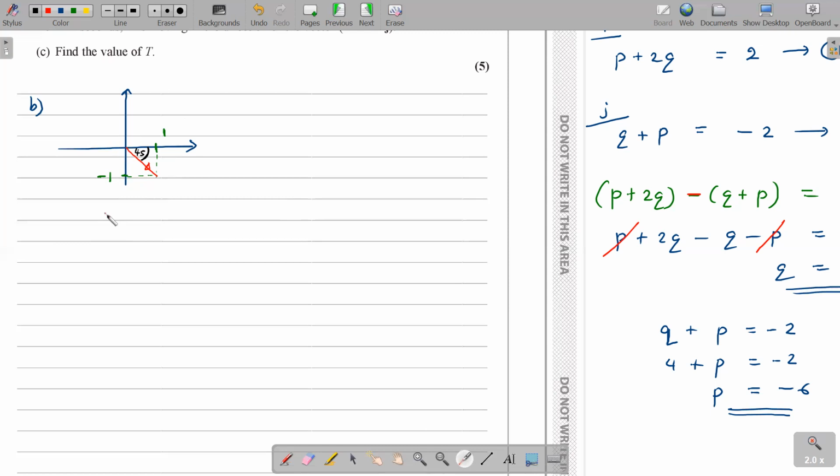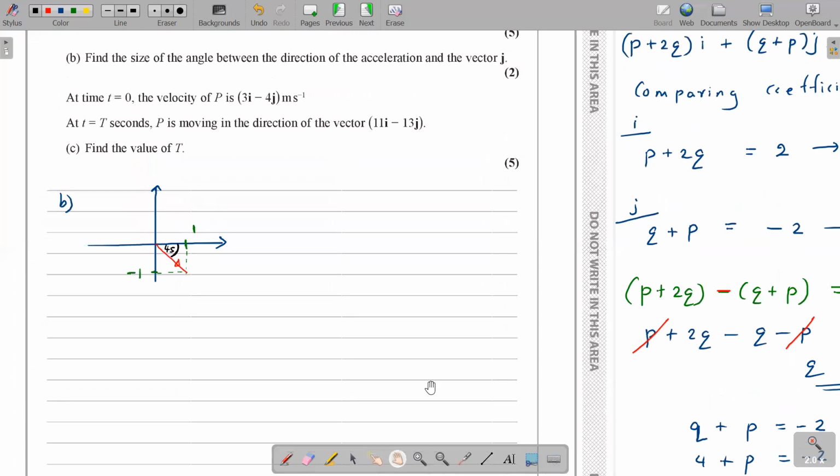But is this the angle that we need to find? No, we need to find the angle between the vector J. Vector J means the positive y-axis. Remember, it's not negative J. Positive J is the positive y. So from the positive y, get the angle. You could take it clockwise or anti-clockwise. Normally we go for the smaller one. Why can't I take it the other way? Yes, you can take it the other way as well, but normally we prefer the smaller one.